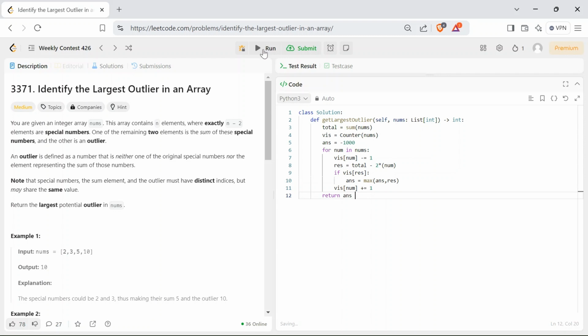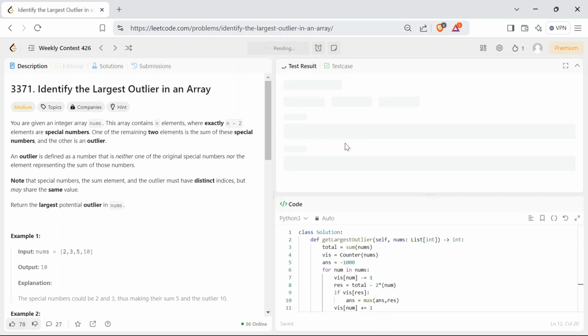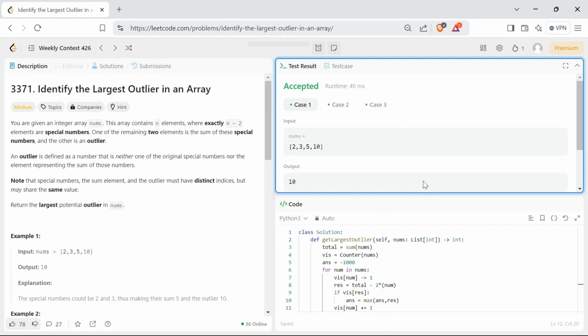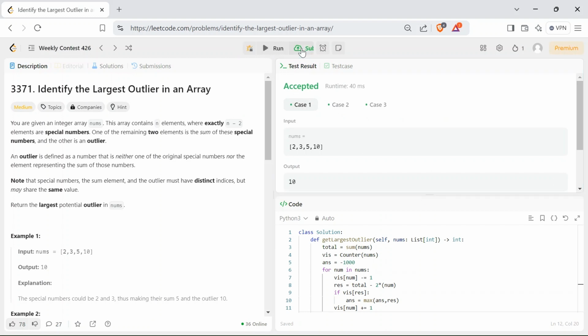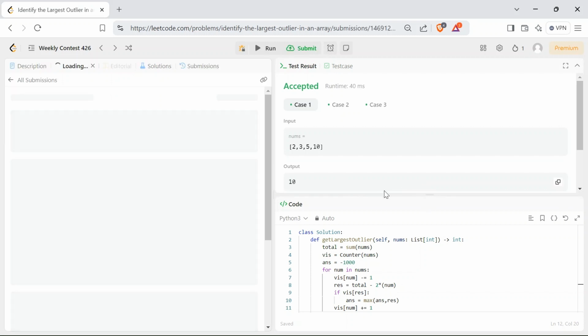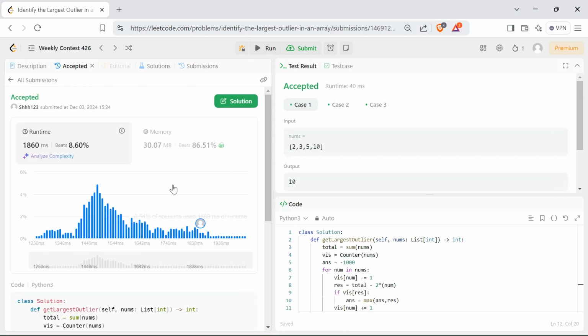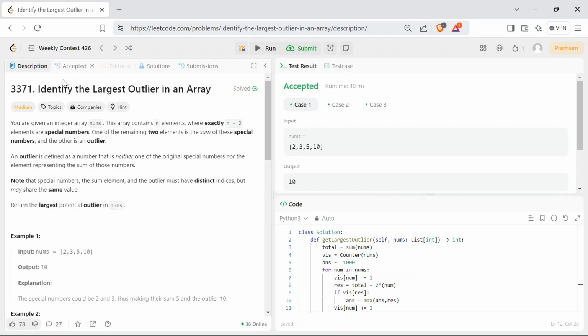Let's see whether the solution is correct or not. Okay, it is getting accepted. Now to check all the hidden test cases. Yeah, it is running quite well.